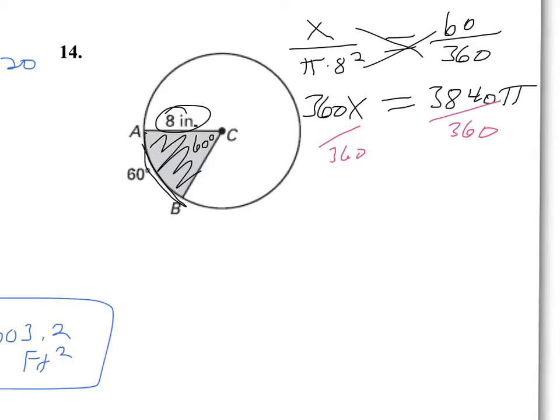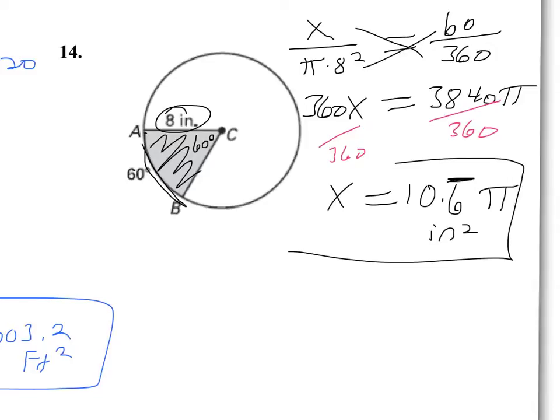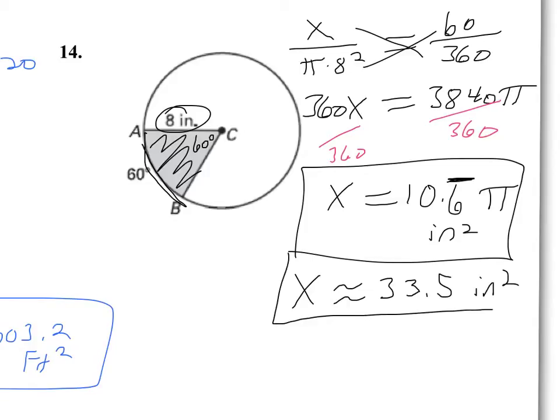And that comes out to 10.6 repeating. I'll do what I did on the other one and just leave it as 10.6 repeating pi square inches. That would be the exact answer. If I actually take that times pi on my calculator, and rounding, I get 33.5 square inches.